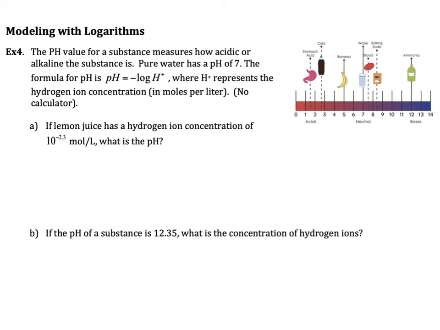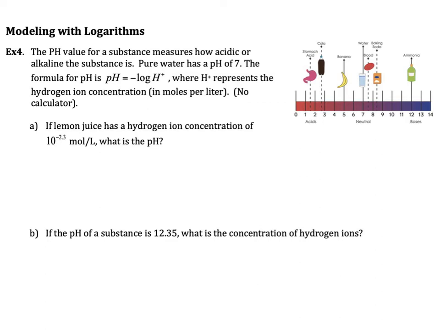All right, modeling with logarithms. This is just a basic problem trying to show you how we would use logarithms in a problem. It says the pH value for a substance measures how acidic or alkaline the substance is. Pure water has a pH of 7. The formula for pH is pH equals negative log of H plus, where H plus represents the hydrogen ion concentration in moles per liter. So this is a non-calculator question.